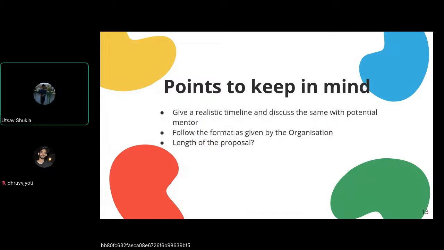Another thing is to give a realistic timeline. It is good to overpromise, but don't overpromise a lot. You can overpromise one or two features, but don't say that you would do 6 months of work in a 3 month period. It is not realistic, and even if your proposal gets selected, it will backfire during the coding period. So try to keep your timeline realistic. And if the organization has a proposal template, then you must follow it, because that is a necessity.